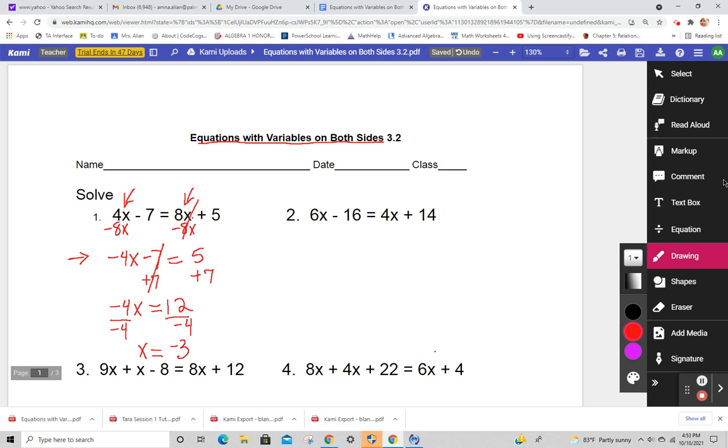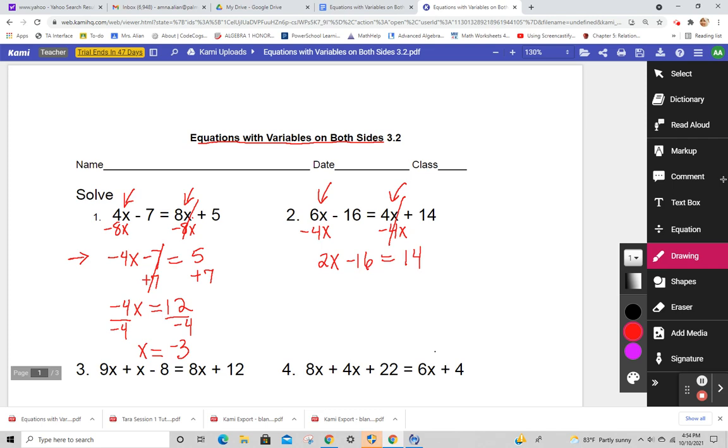All right, so let's look at the next one. So again, we want to get all of our variables on the same side. So I'm going to subtract 4x from both sides. This will give me 2x minus 16 on this side equals 14.